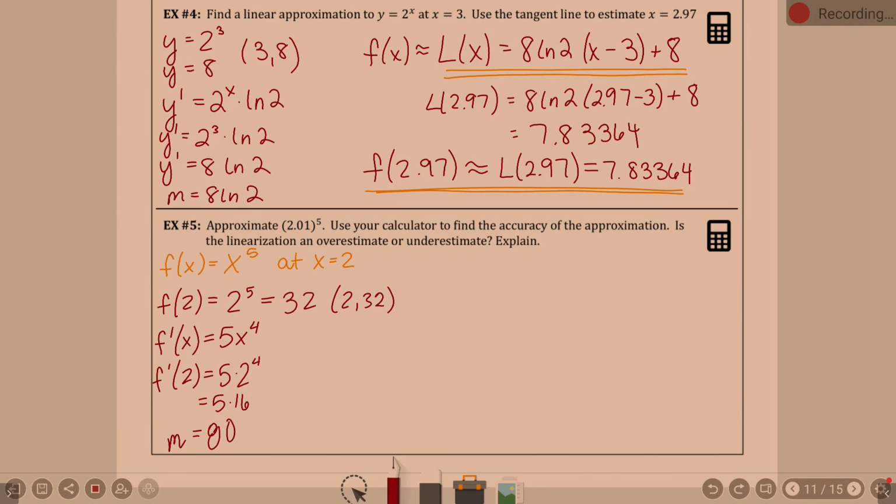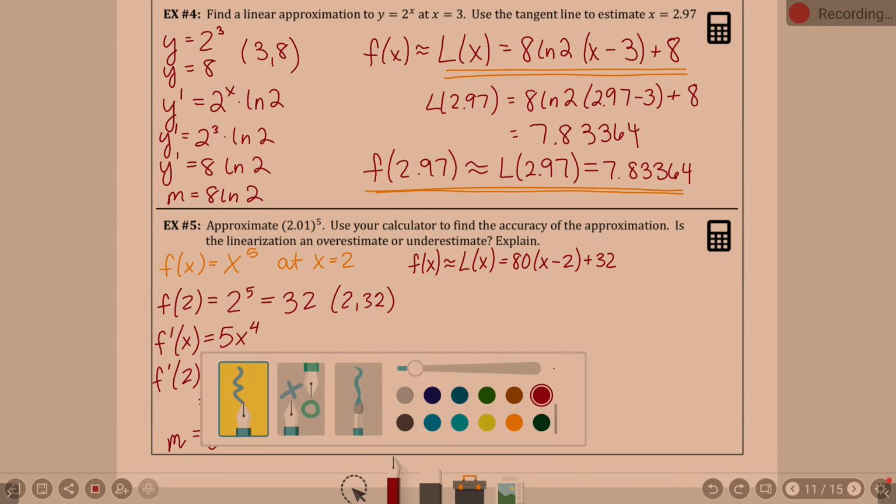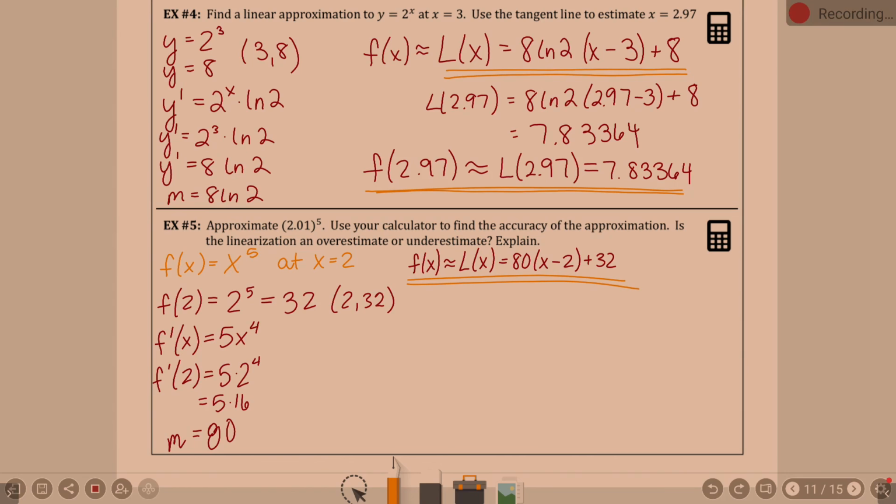So, f of x is approximately equal to my linear approximation, which is slope of 80 times x minus 2, plus 32. So first of all, I guess it didn't technically ask for the linear approximation, but I feel like I need to, that's my linear approximation, so I know where to come back to it.